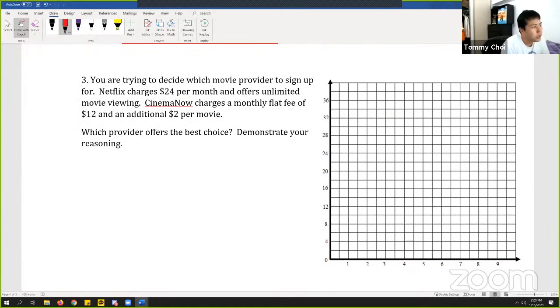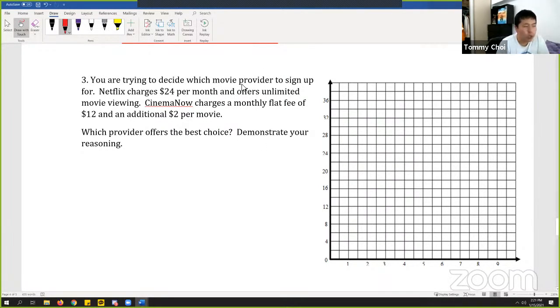So you are trying to decide which movie provider to sign up for. Netflix charges $24 per month and offers unlimited movie viewing. Cinema Now charges a monthly flat fee of $12 and an additional $2 per movie. Okay. Which provider offers the best choice? Demonstrate your reasoning. Okay.